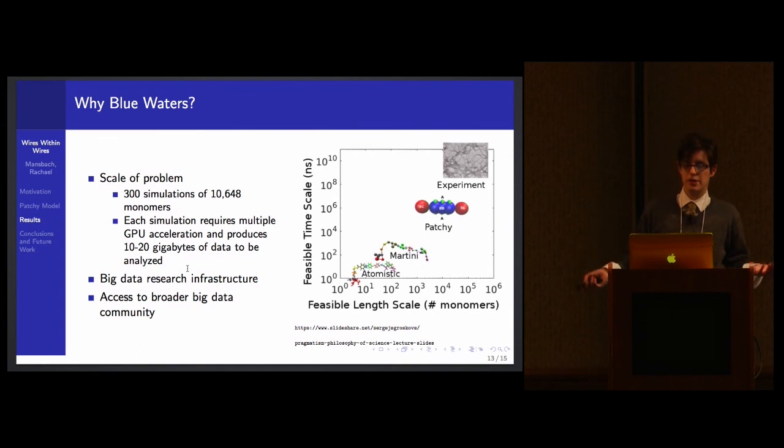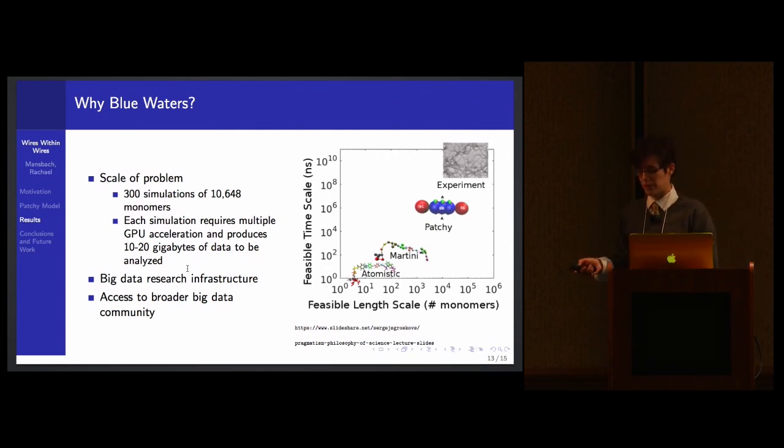So why Blue Waters for the system? Well, as I mentioned, this is a pretty large-scale problem. We were doing 300 simulations of 10,000 monomers apiece. Each one of those simulations required multiple GPU acceleration and produces 10 to 20 gigabytes of data to be analyzed. And not only did having access to Blue Waters provide us with the computational infrastructure that we needed in order to solve this problem, it also really provided us with an easily usable computational infrastructure, because I'm a Blue Waters fellow, so we have all the resources from my point of contact and the entire NCSA team.